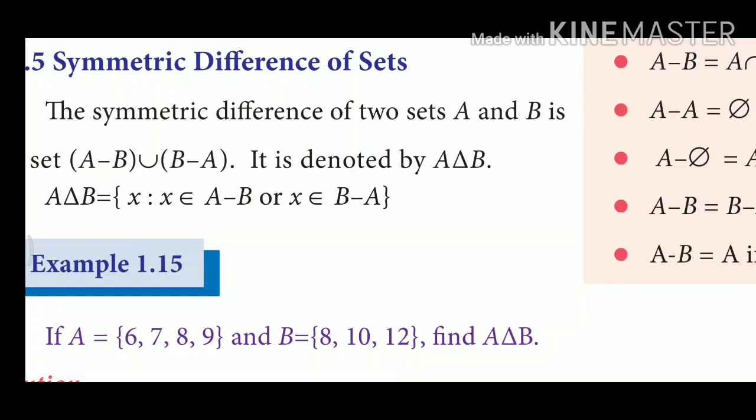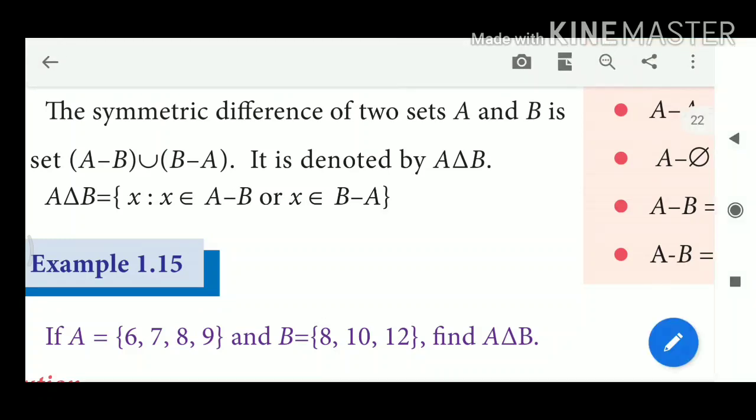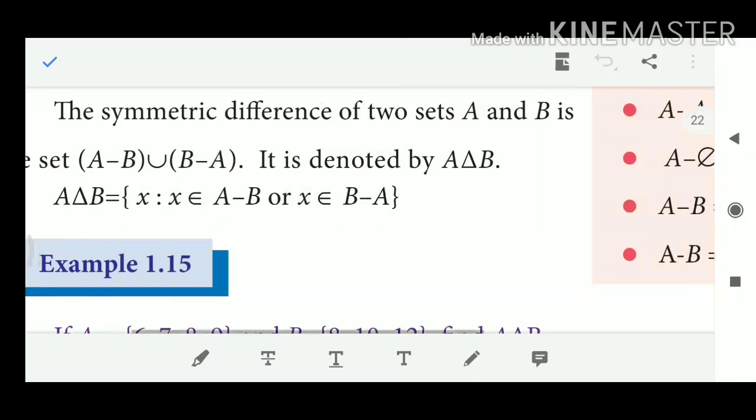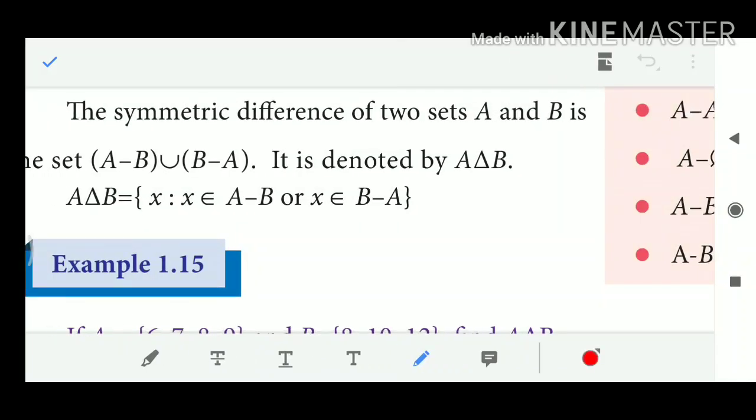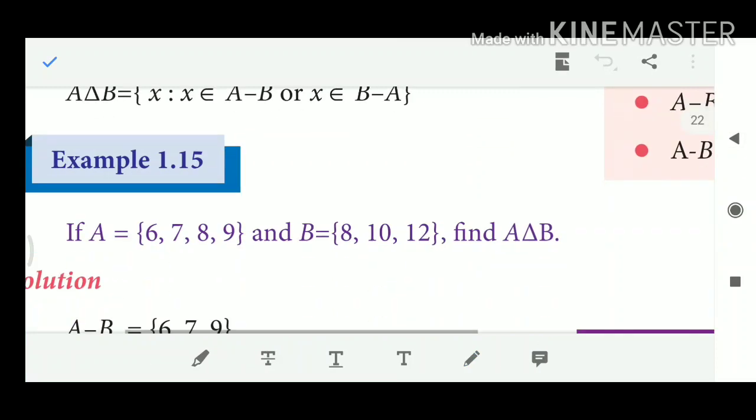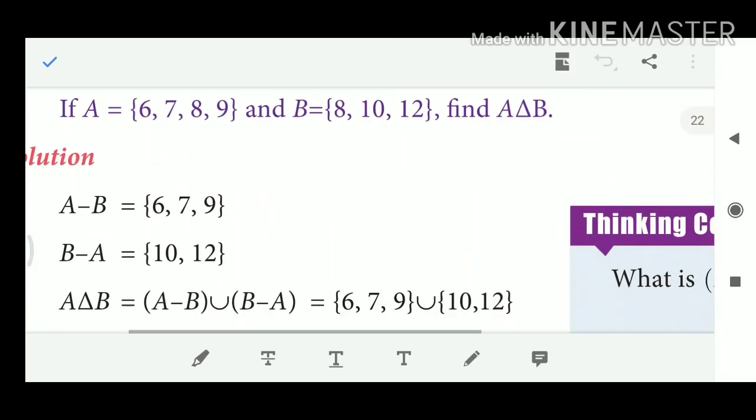Next we will see a new concept, symmetric difference of two sets. The symmetric difference of two sets A and B is set A minus B union B minus A. It is denoted by the symbol A triangle B. Here the triangle symbol denotes the symmetric difference. A symmetric difference B is equal to the set of X such that X belongs to A minus B or X belongs to B minus A. For this symmetric difference, we will see example 1.15 from the textbook.